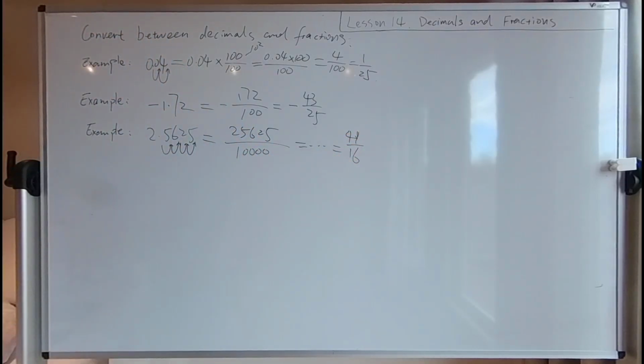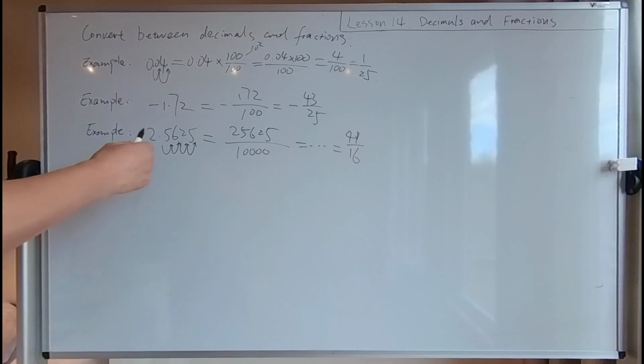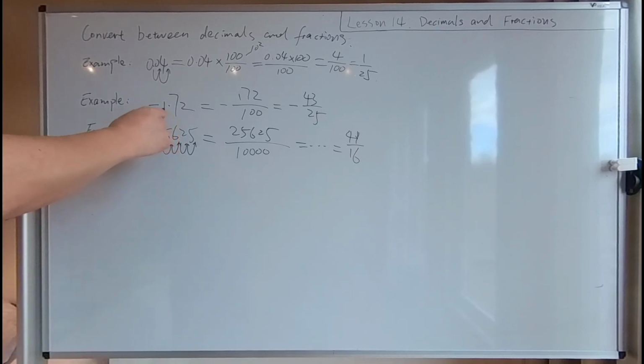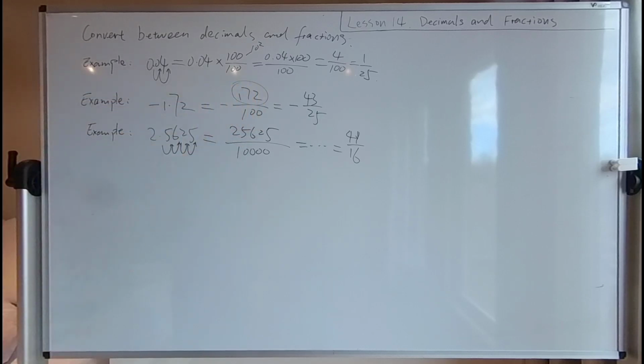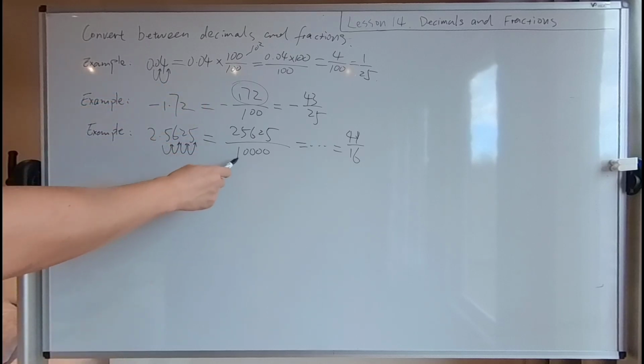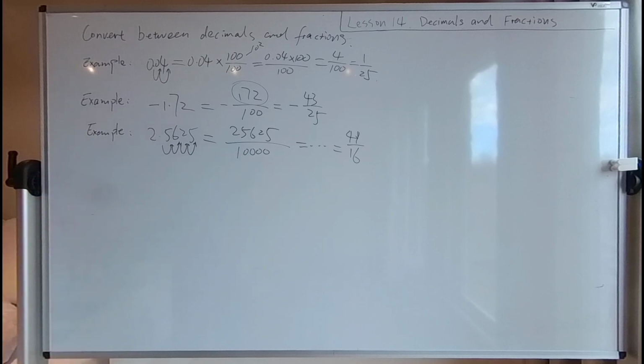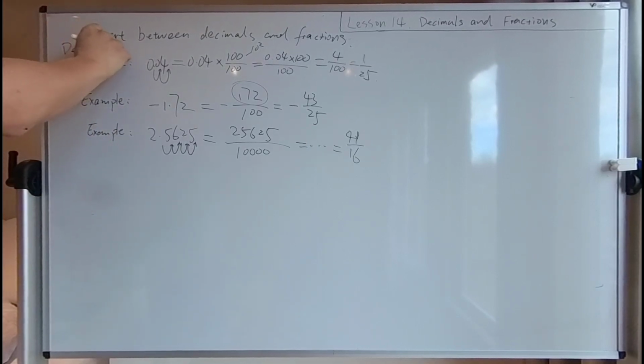So you probably see by now that the conversion is quite straightforward. Given any decimal, you can write it as an integer on the top of the fraction, the numerator, and then the denominator is determined. The denominator is always a power of 10, and the power is determined by how many decimal digits you have. So this is how to convert from decimal to fraction.